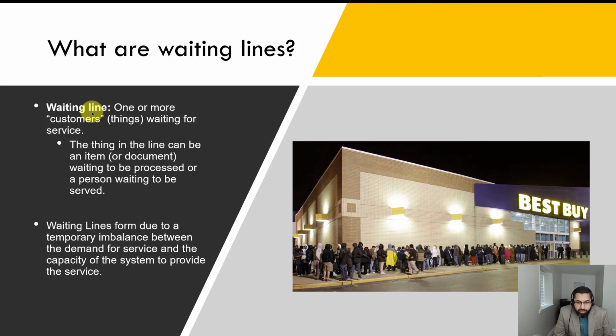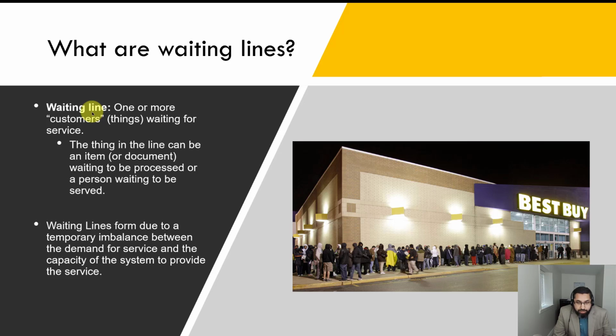So why do we have waiting lines? Waiting lines are formed when you have demand which is equal to or greater than the capacity of the system to serve that demand. Now, whenever you have this imbalance, you'll see waiting lines.